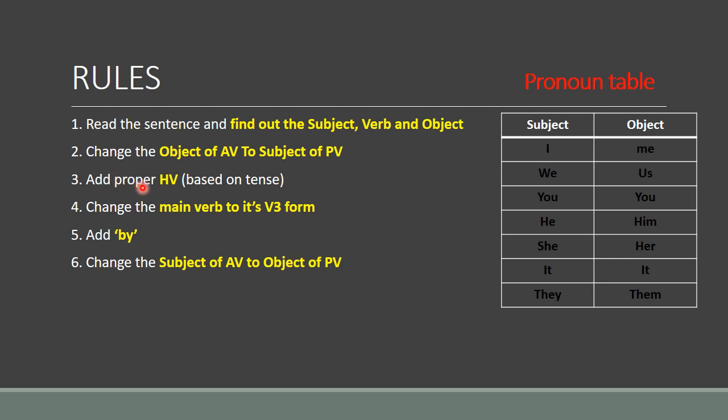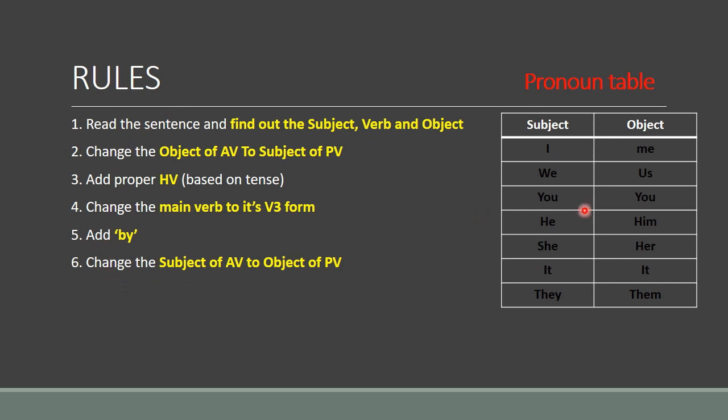It should be based on the tense used in the sentence, and change the main verb to its V3 form. Whatever form of verb is given, it can be V1 or V1 plus s or V2, it should be changed to its V3 form in passive voice, and add by, and change the subject of active voice to object of passive voice. So these are the common 6 rules we have to follow when we change active voice sentence to passive voice.